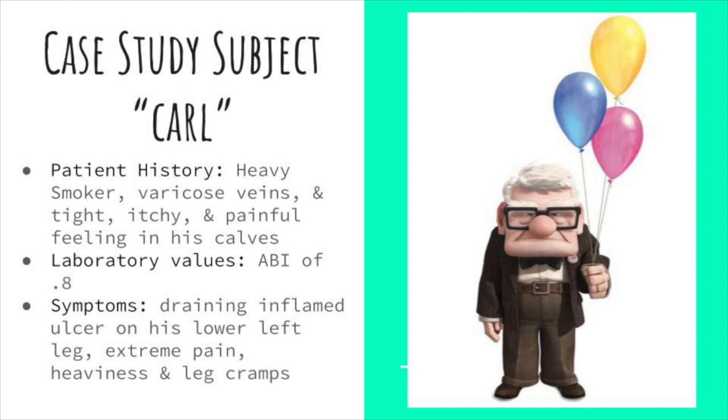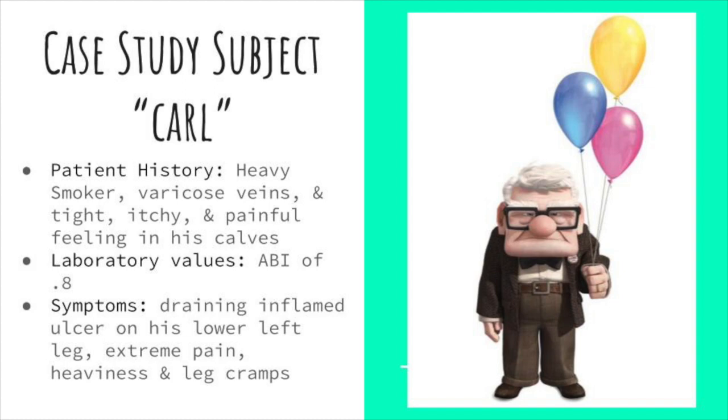Now that we understand this disease, let's meet our patient. This is Carl. Doesn't he look nice? Well, maybe a tad grumpy. This is understandable because, unfortunately, Carl has had some bad luck and has been diagnosed with chronic venous insufficiency ulcers on his left calf near his ankle bone.